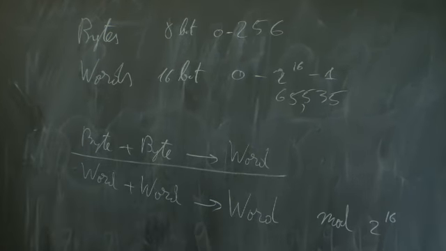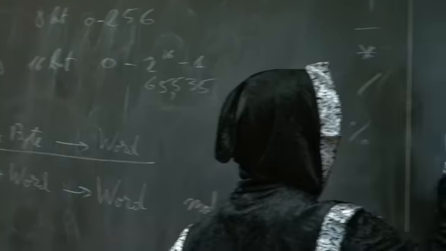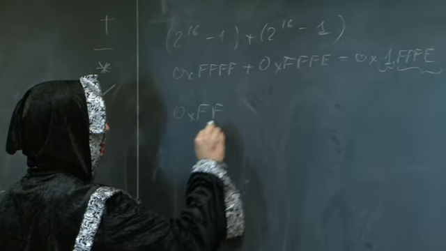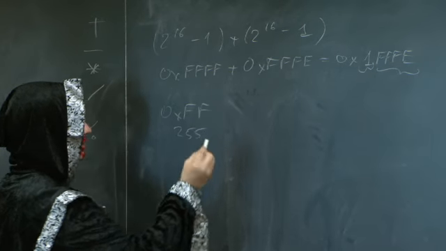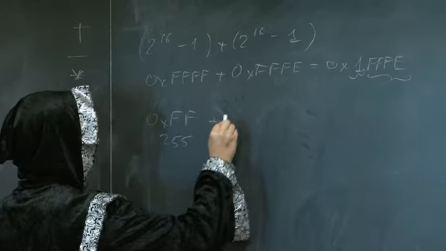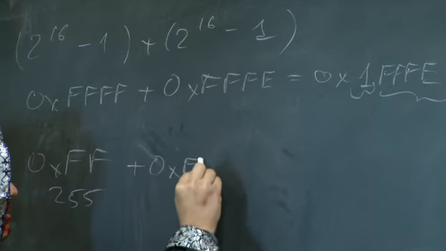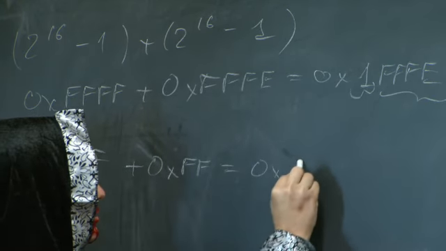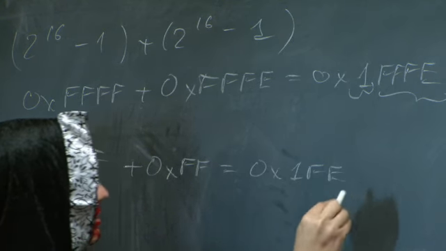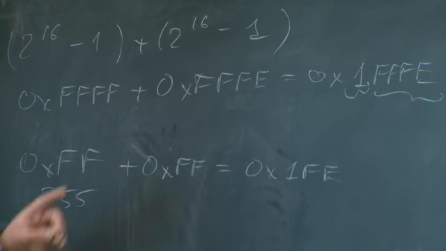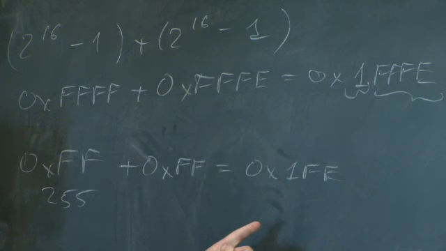So suppose you have 2 bytes. This is the maximum value in a byte, right? 255, 2 to the 8 minus 1. If you have 2 bytes and you add them all together, you're going to get 1 FE. Right? So it's just like the case here, except you have fewer Fs.